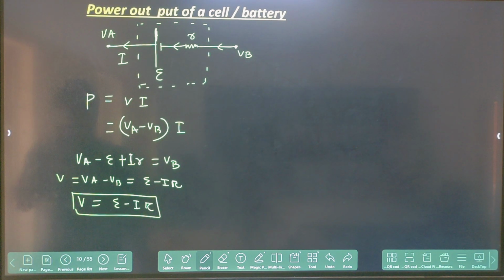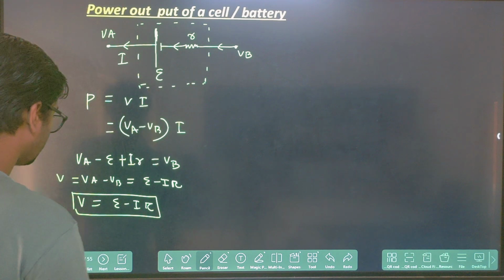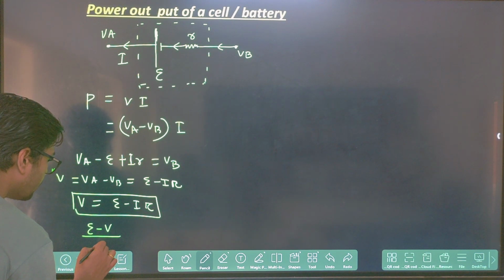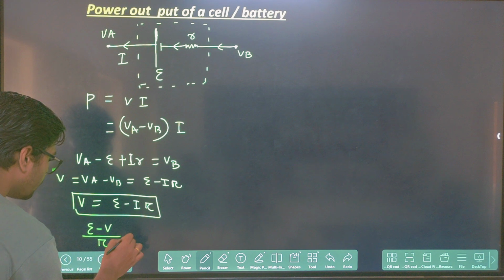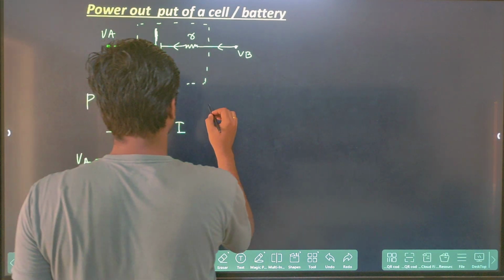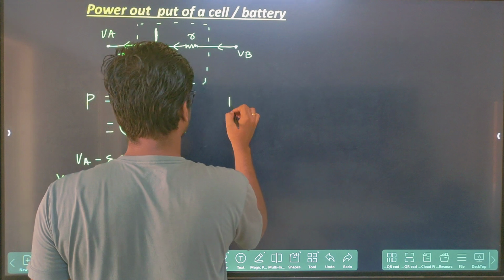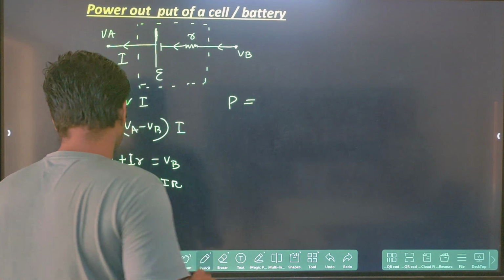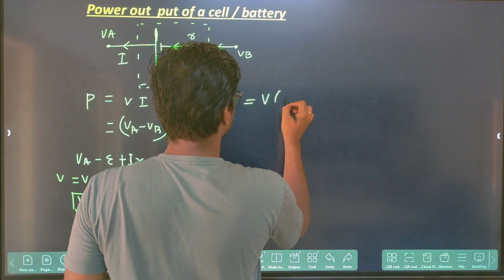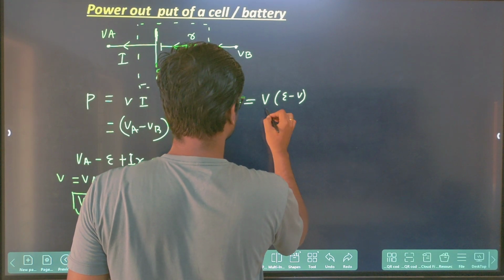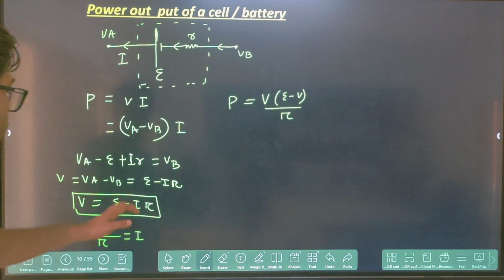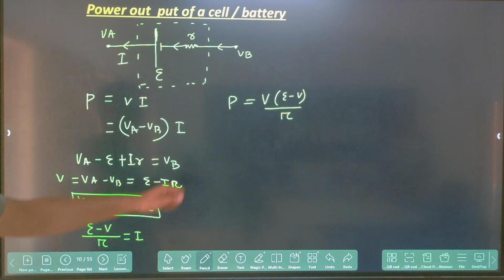Correct. So current you can get here E minus V divided by R. This will be your current. So can I write here? This will be your power, can be written as VA minus VB, which is V, times E minus V divided by R. This is your answer for this thing. Power will be this much.